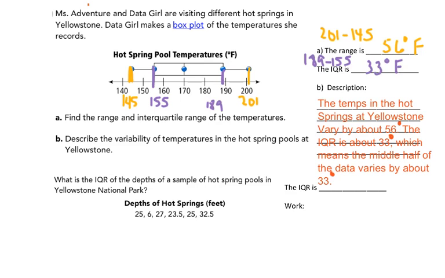Alright, the next question, what's the IQR of the depths of a sample of hot spring pools in Yellowstone National Park? So here we have our data set at the bottom, depths of hot springs in feet. So in order to find the IQR, we first need to put the numbers in ascending order. So the smallest is 6. The next is 23.5. Then we have two 25s.